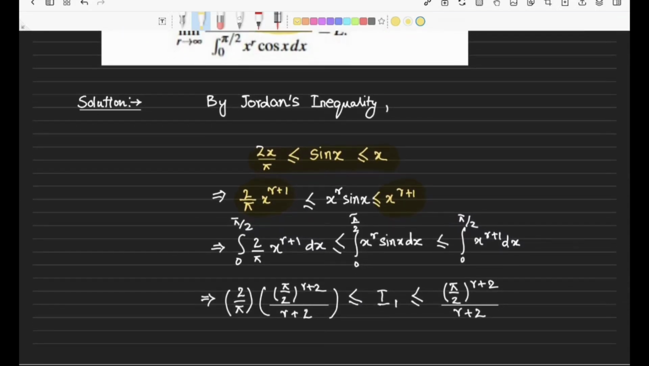After that, what I have done is I have just applied the integrals. We can do it, right? We can apply the integrals just because the graphs are always increasing.